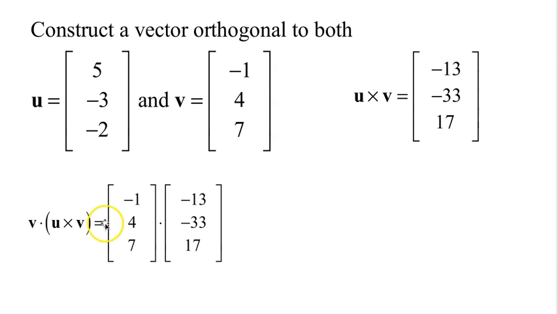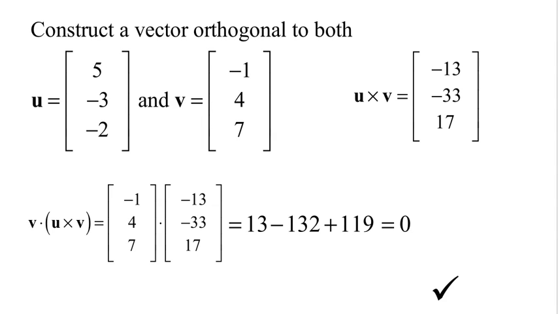And v is negative 1, 4, 7, dot product with negative 13, negative 33, 17, our version of u cross v. 13, minus 132, 4 times negative 33 is negative 132. 7 times 17 is 119. Indeed, 132 minus 132 gives me 0. So u cross v was orthogonal to u, it was orthogonal to v. Check, check. And that is correct. We have indeed constructed a vector orthogonal to both u and v.